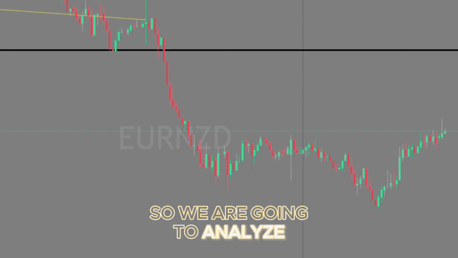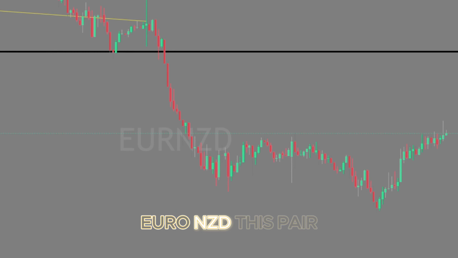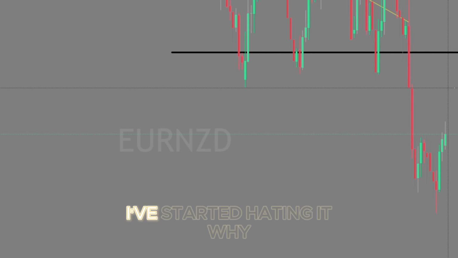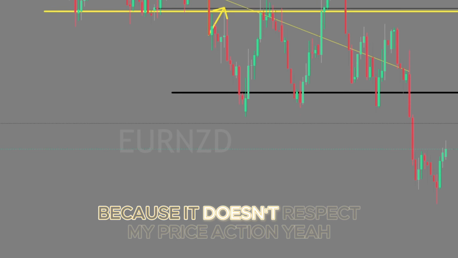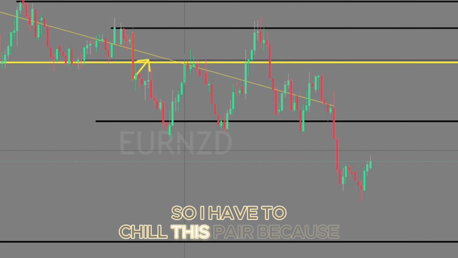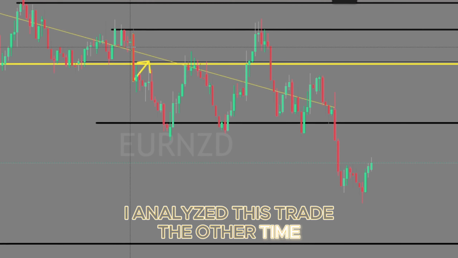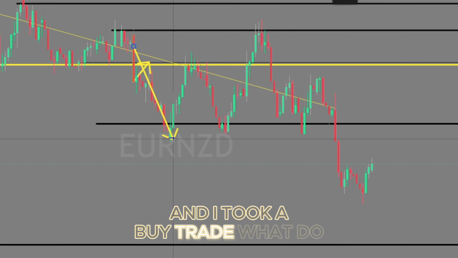So we are going to analyze. I'm going to start with Euro NZD. Euro NZD, this pair, I've started hating it. Why? Because it doesn't respect my price action. So I have to chill this pair, because you see, I analyzed this trade the other time and I took a buy trade.